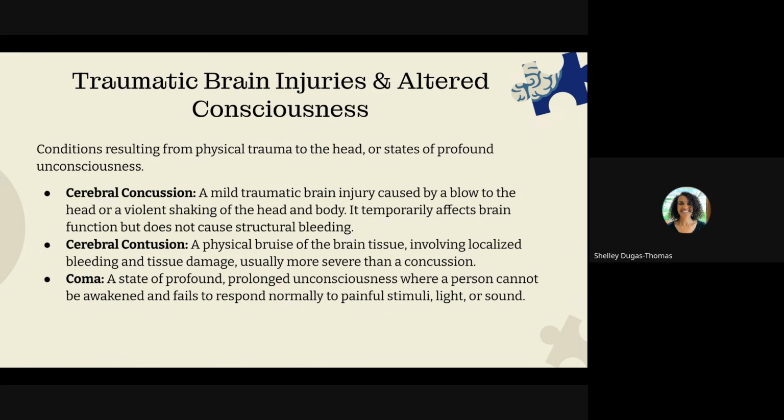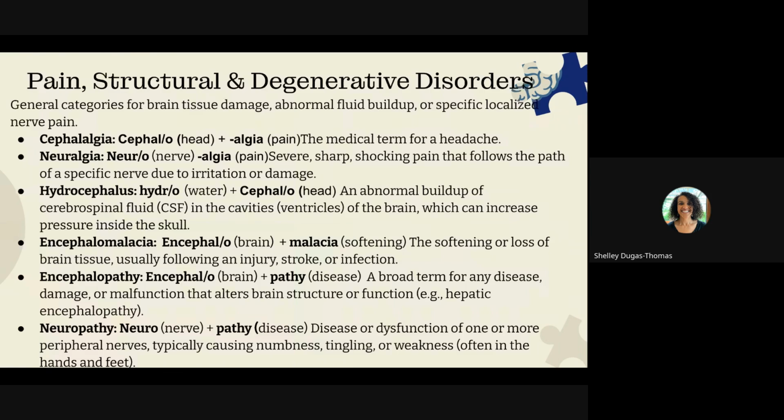So cerebral concussion is derived from the Latin words meaning shake violently. It is a functional disruption without structural bleeding. Cerebral contusion is a literal bruise of the actual brain tissue involving localized bleeding. And coma is a state of profound, prolonged unconsciousness where a patient cannot be aroused by external or painful stimuli.